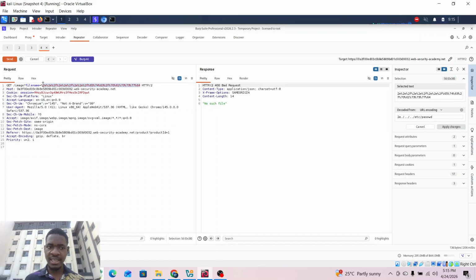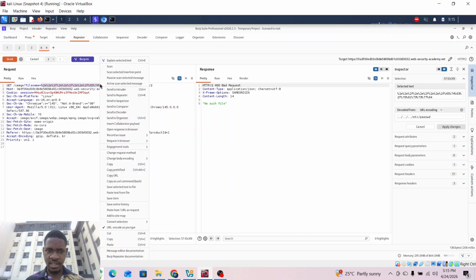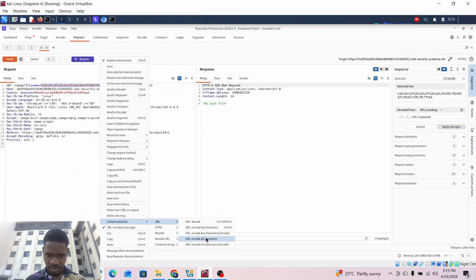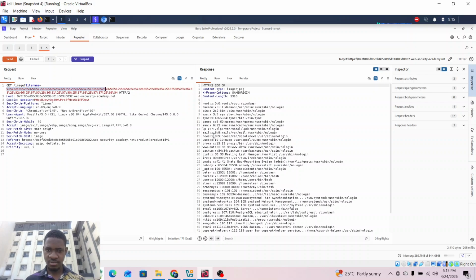Let's encode it again, like encoding the encoded value, because before using it, it decodes it, right? So let's encode it twice so that once it decodes it, it has our original encoding. I don't know if that makes sense. So we are going to encode it again, then see what happens. Okay, so we've been able to read the file.